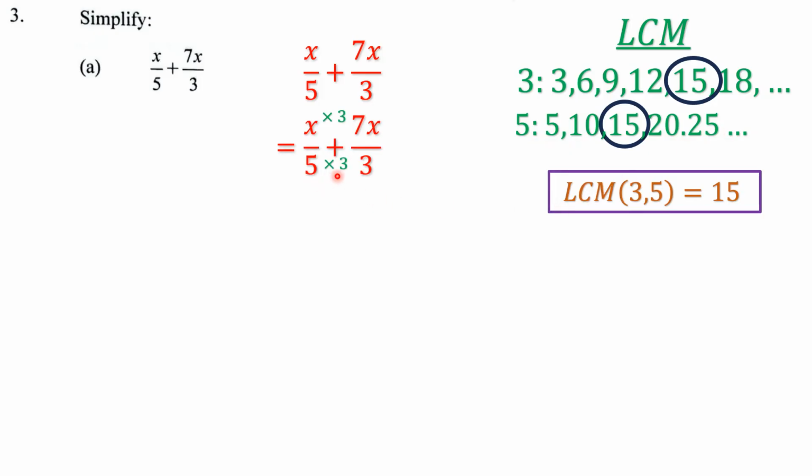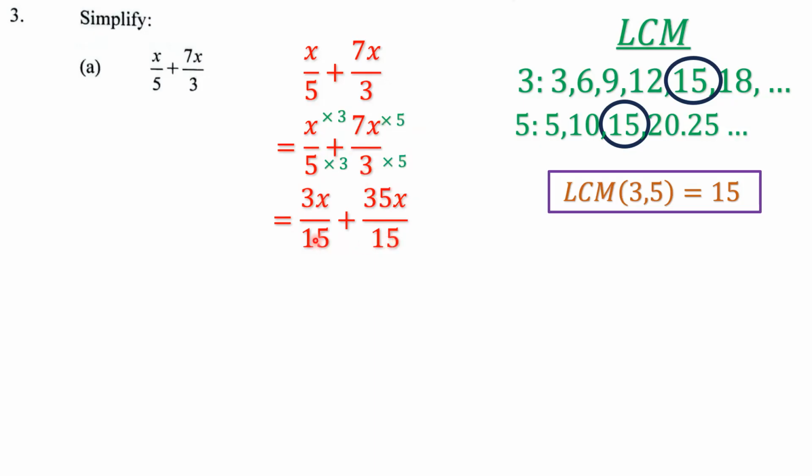Whatever we do to the bottom, we must do to the top. So x times 3. And then 3 times 5 gives us 15. Whatever we do to the bottom, we must do to the top. So we multiply 7x by 5. x times 3 is 3x. And 5 times 3 is 15. So we get 3x over 15. 7x times 5 is 35x, and 3 times 5 is 15.